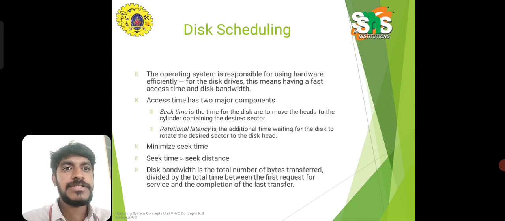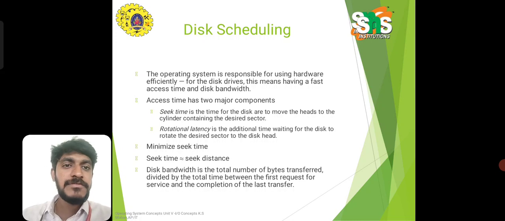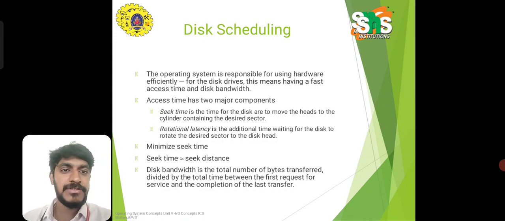Then disk scheduling: the operating system is responsible for using hardware efficiently. For the disk drive, this means having a fast access time and high disk bandwidth. Access time has two major components. The first one is the seek time, which is the time for the disk to move the heads to the cylinder containing the desired sector. Then rotational latency is the additional time waiting for the disk to rotate the desired sector to the disk head. We want to minimize seek time, that is, the seek distance. Disk bandwidth is the total number of bytes transferred divided by the total time between the first request for service and the completion of the last transfer.